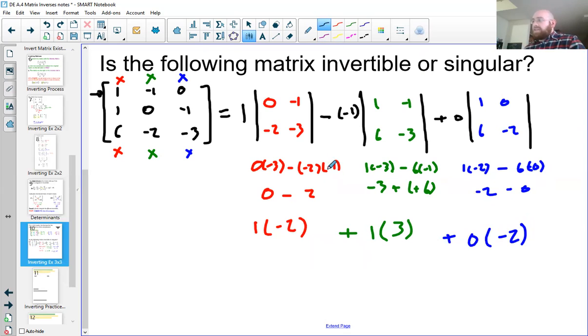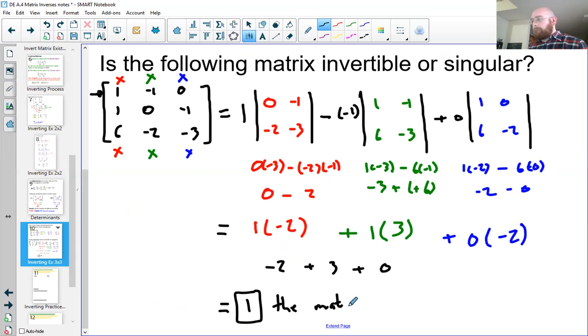So when I put this together, this is the next line that it's equal to. The intermediate steps were just the scratch work. So we have -2 plus 3 plus 0, and then this is equal to +1. So if this is +1, we can conclude that the matrix has an inverse. So the matrix is invertible.